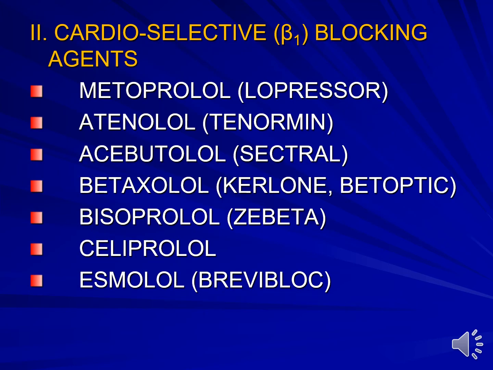Second group is cardioselective or beta 1 specific or selective blocking agents. Metoprolol with the trade name of Lopressor, atenolol, Tenormin, and many other trade names, Aceprolol and others. Acebutolol, Sectral, betaxolol, Kerlone or Betoptic, bisoprolol, Zebeta, celiprolol, esmolol with the trade name of Brevibloc.